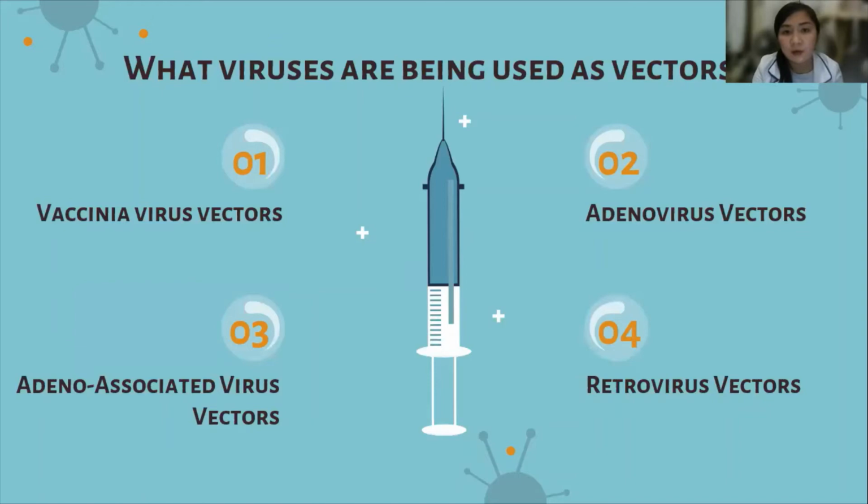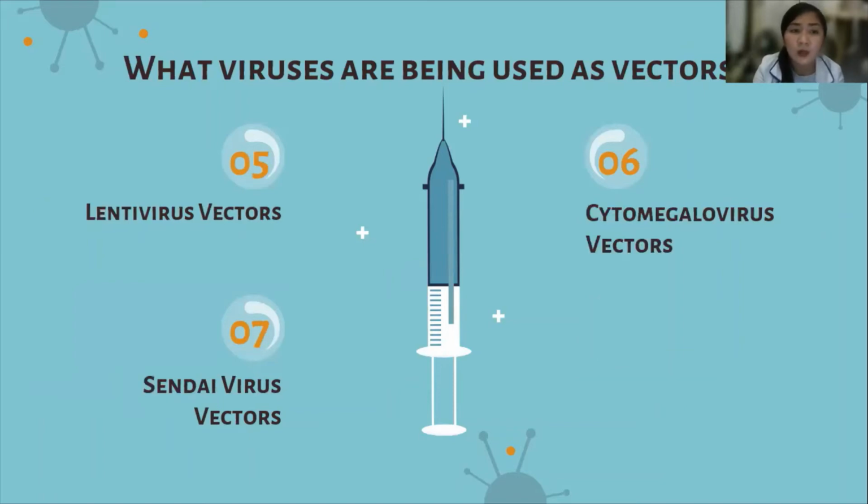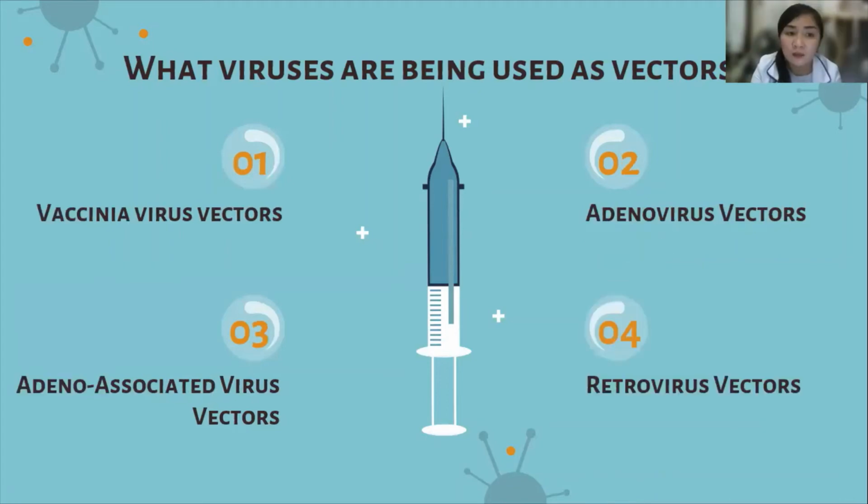So these are the viruses that are being used as vectors: the vaccinia virus vectors, adenovirus vectors, adeno-associated virus vectors, retrovirus vectors, lentivirus vectors, cytomegalovirus vectors, and Sendai virus vectors. Among them, the vaccinia virus vectors and adenovirus vectors are the most widely used vectors because they can induce a robust immune response.